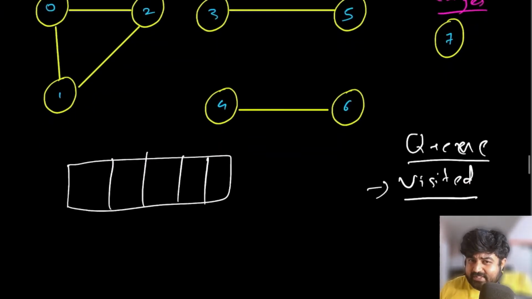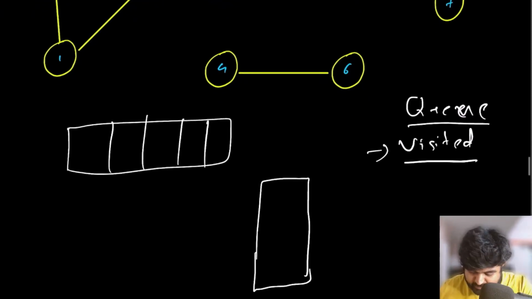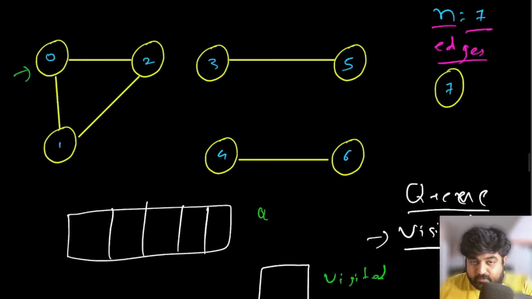We can also use a visited array. I'm just giving you an example of a visited hash set. Either way, we are going to have a mechanism to keep track of all the nodes that we have visited so far. So this is our visited hash set, and this one is our queue. Okay. Now first we start with node number 0.